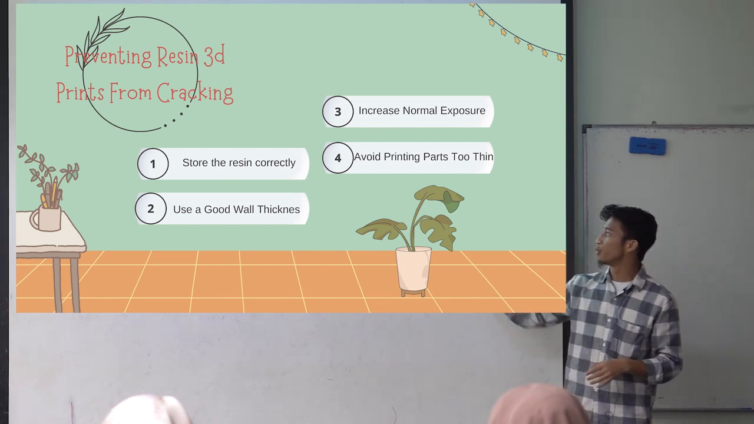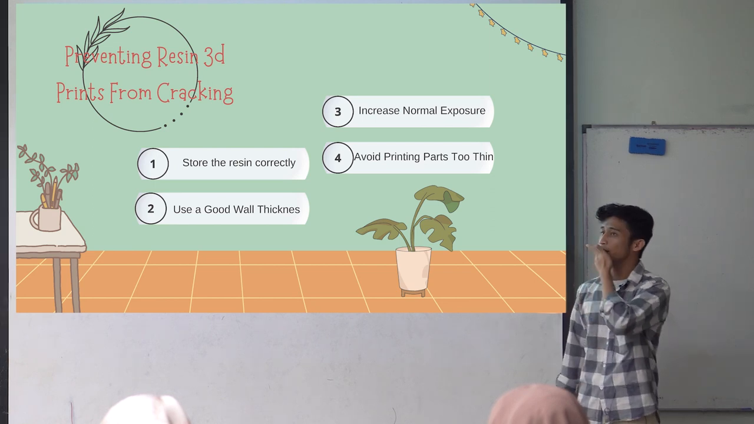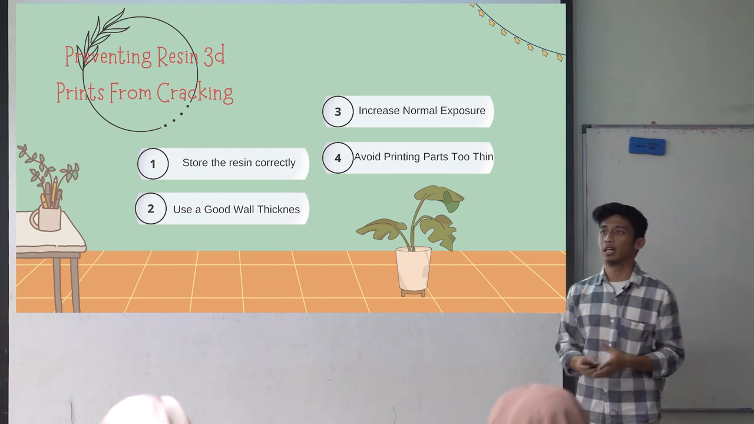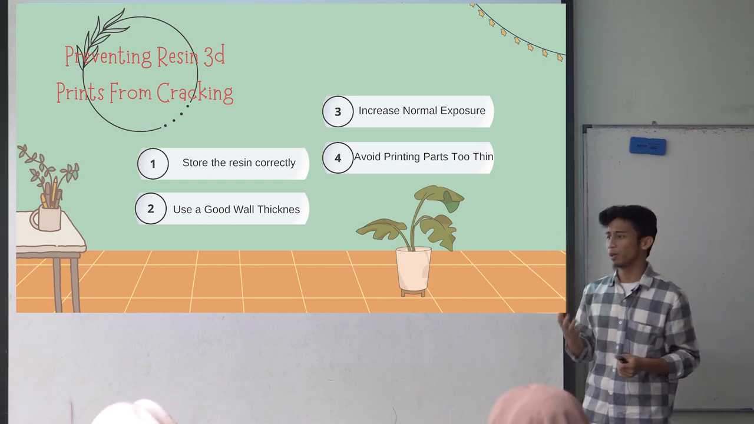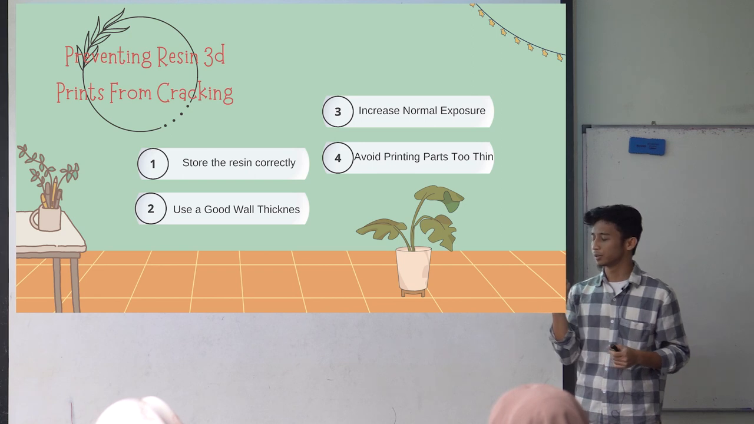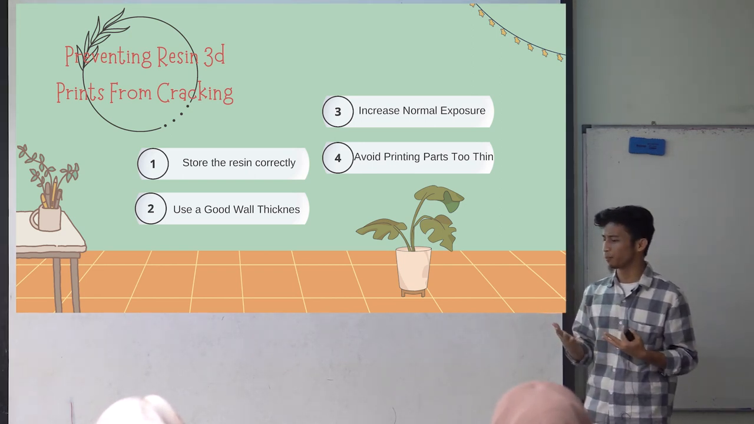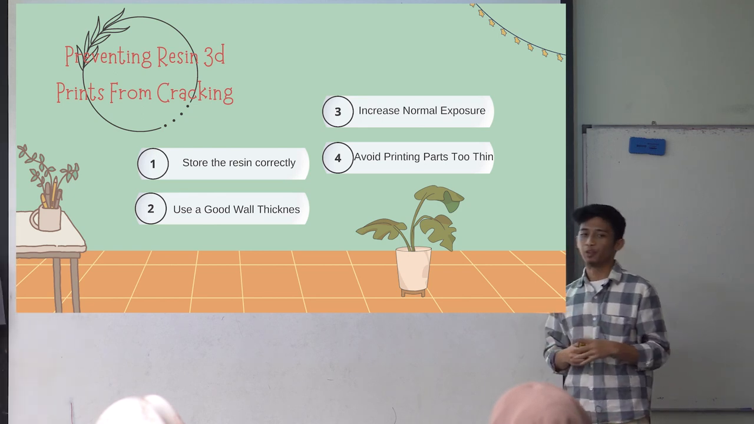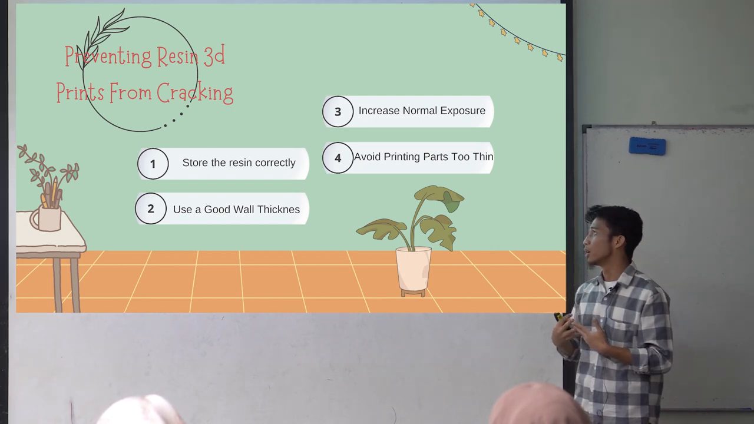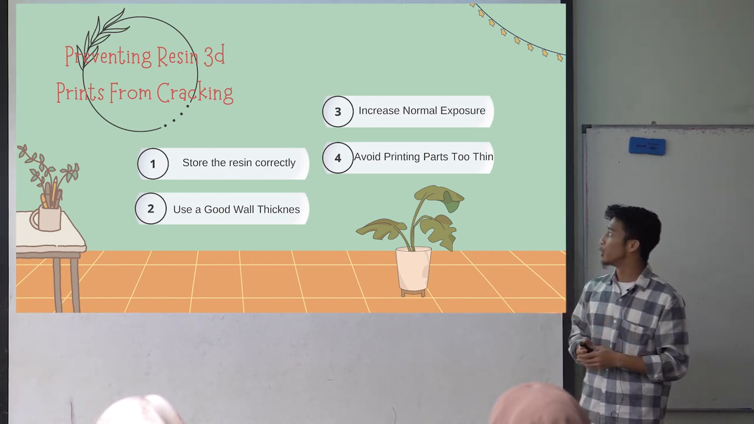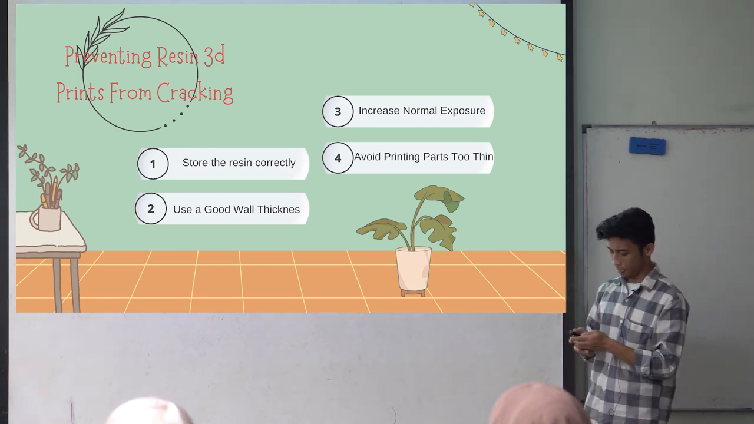As I already mentioned, we need to use good wall thickness because some of the product models need some parts with a small, thin wall. But if you have a good design and a good skill to make it, you can make the thin part thicker.